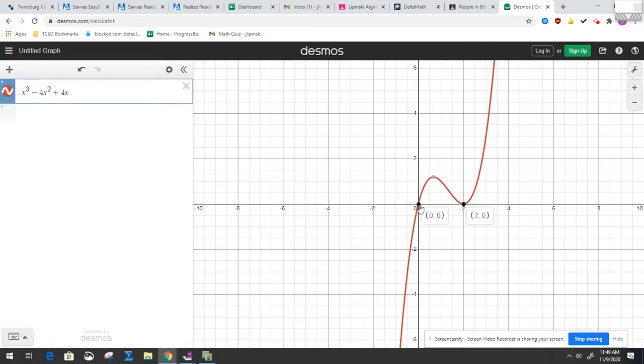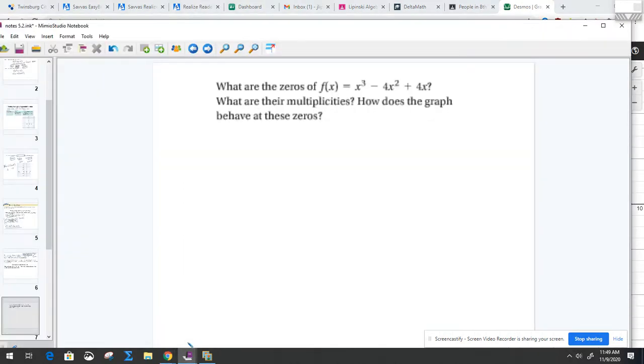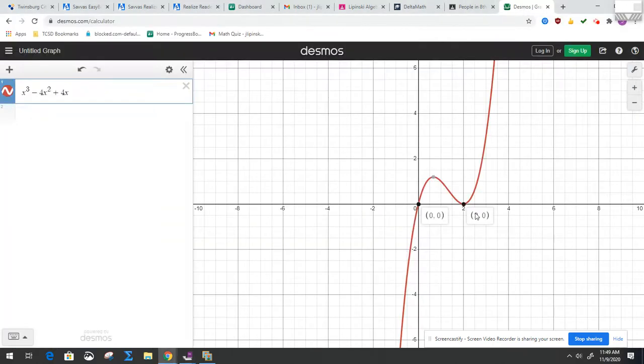The zeros are at 0 and 2, and what happens at 2? It bounces off, so that would be multiplicity 2. So we would say, for this problem, the zeros are 0, 2, and this has a multiplicity of 2, or you could just say 0, 2, and 2. Okay, so again, at the 0, because there's just 1 at 0, it goes through it. At 2, it bounces off. That's what happens when there's multiplicity.